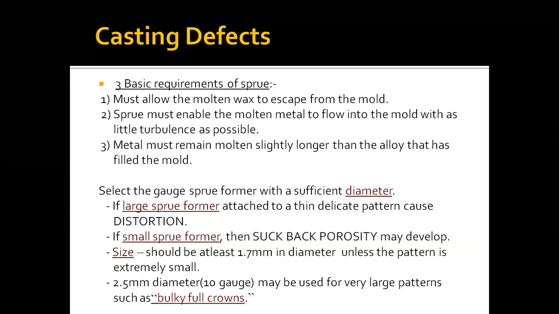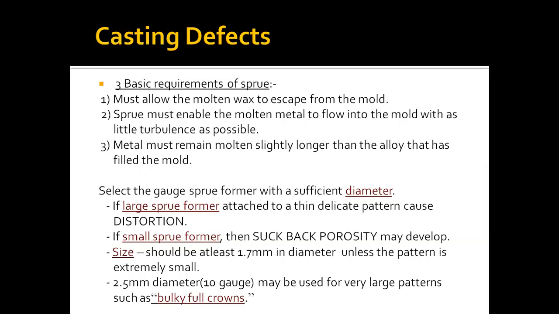One thing you should see is that your sprue should have adequate diameter. What happens if a large sprue former is attached to a thin, delicate pattern? It will cause distortion of the casting. How does that happen? When you have a very small, thin coping over which you have kept a very broad sprue, that will cause distortion. But if you keep a thin sprue diameter, a small sprue, it might cause suck back porosity.